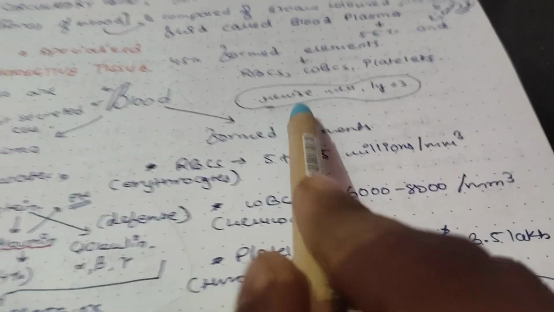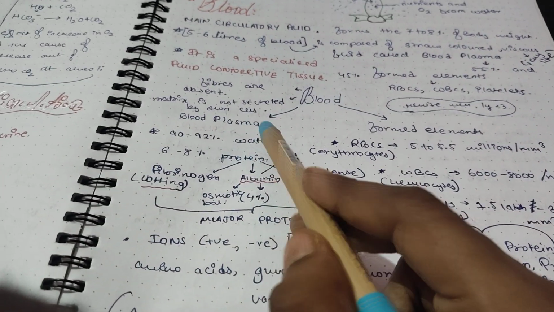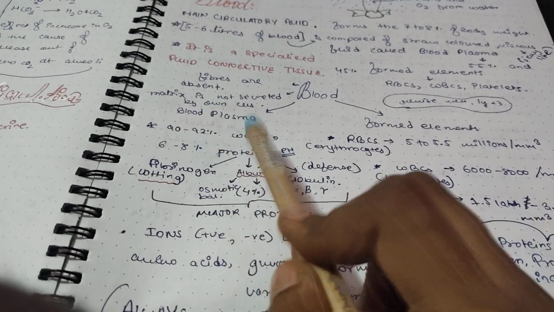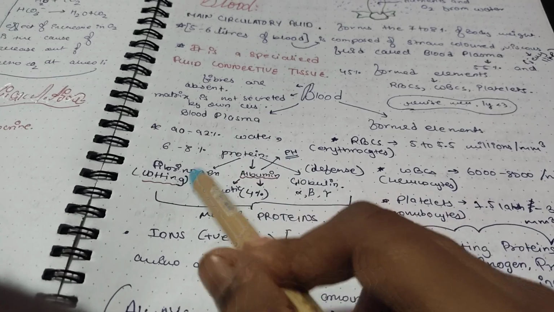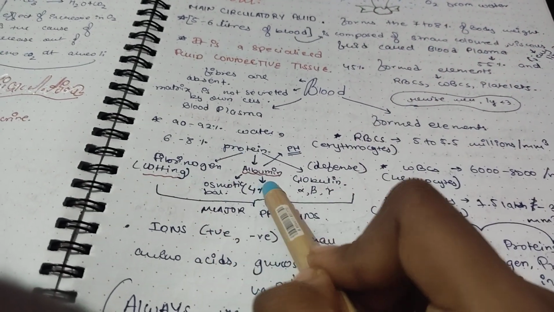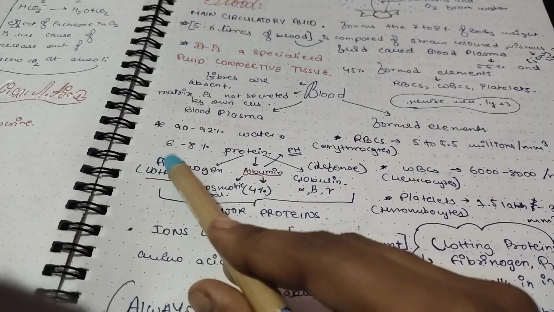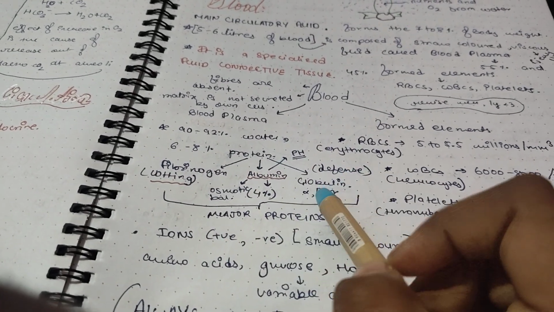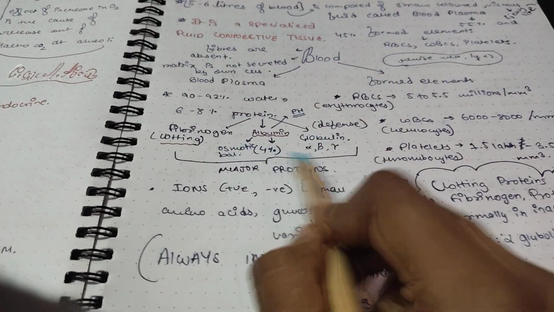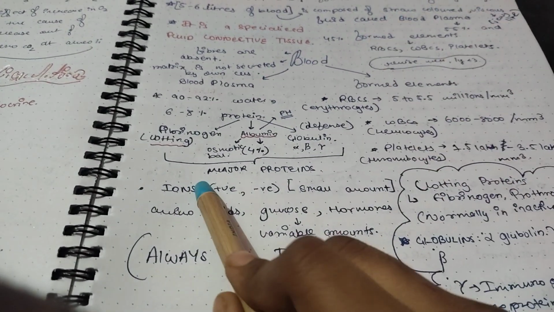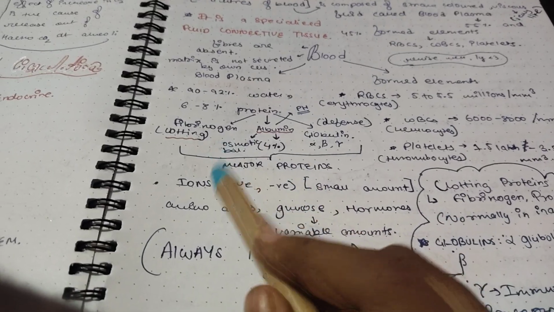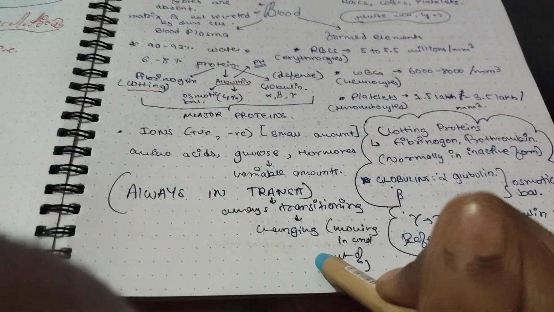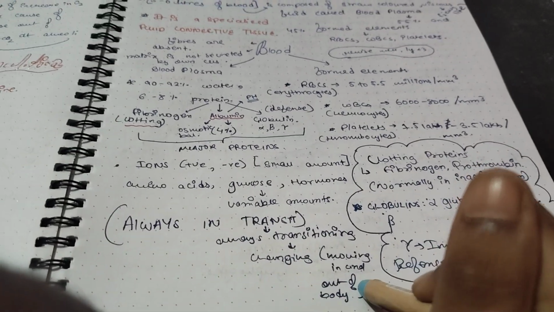So revise well. Anyways, so blood plasma is 90 to 92% water, 6 to 8% proteins, and then the proteins are further divided into fibrinogen, albumin, and globulin. Fibrinogen helps in clotting, albumin helps in osmotic balance and pH, and globulin helps in defense. These three are the major proteins. Blood plasma also has ions in small amounts, positive and negative both, amino acids, glucose, hormones in variable amounts, always in transit, always changing, moving in and out of the body.